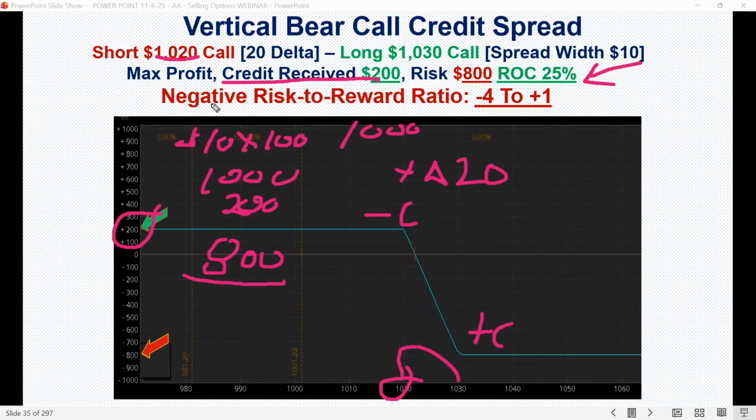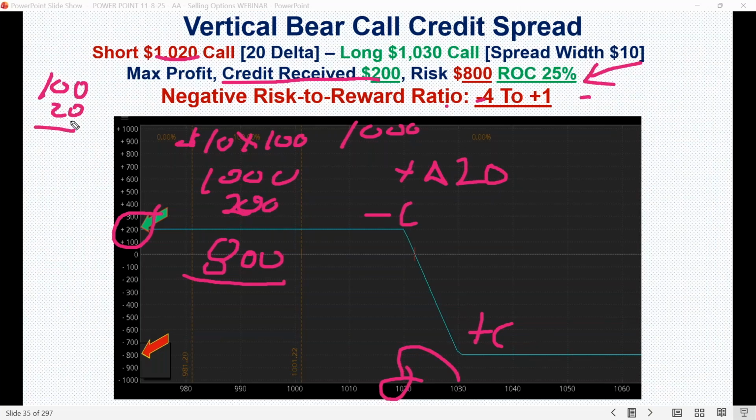Now, this is also then a negative risk ratio. So in this example, you're actually risking $4 to make $1. So you're risking $800 to make $200, okay? So that's what it looks like, but it's a probability trade because if you sold the 20 delta, theoretically, you've got an 80% probability, right?